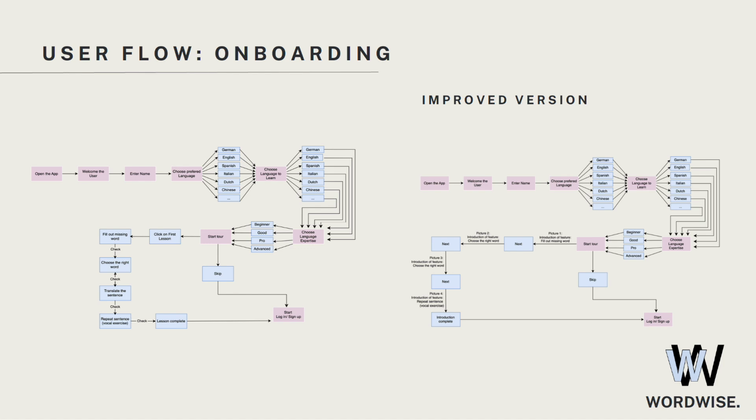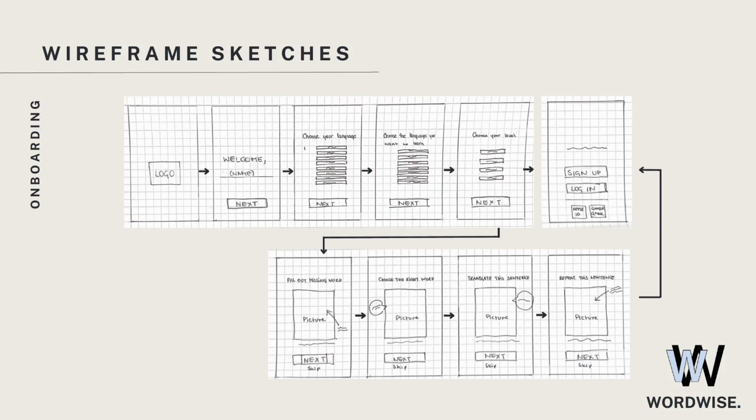So I changed that, and instead, the user is now seeing a picture explaining the feature. The first one would be fill out the missing word. Then they get to the feature explaining choose the right word. Then they get to the feature where they have to translate the sentence. And lastly, they would get to the feature where they have to repeat the sentence. And here you can also see my wireframe sketches.